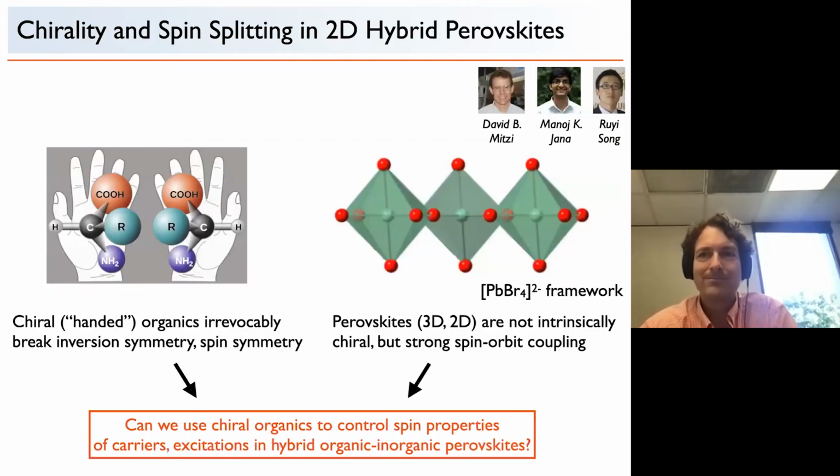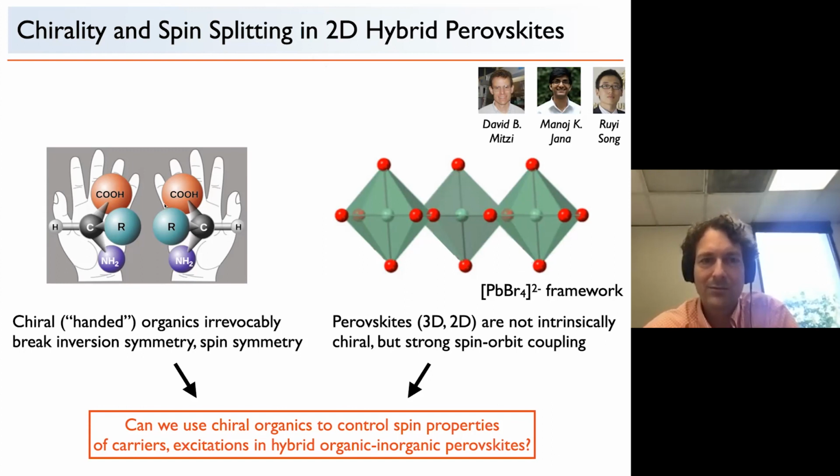So what can we do? This is what I announced in my agenda earlier. Of course we can do something with the data, and here's something that we did ourselves. This was again led by Manoj Jana and David Mitzi's group with Rui Song, who's a PhD student in my group. In short, we were interested in the interplay of chirality in the organic components and spin splitting of the carrier levels in hybrid perovskites.